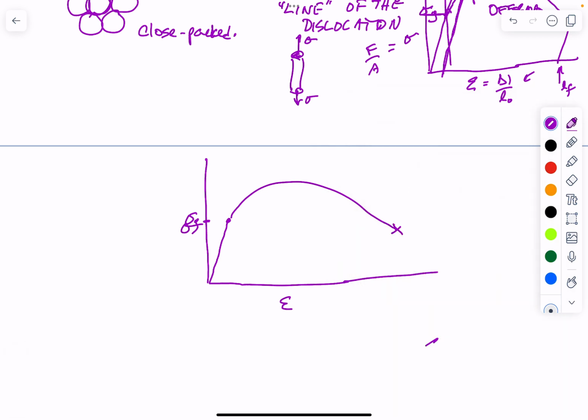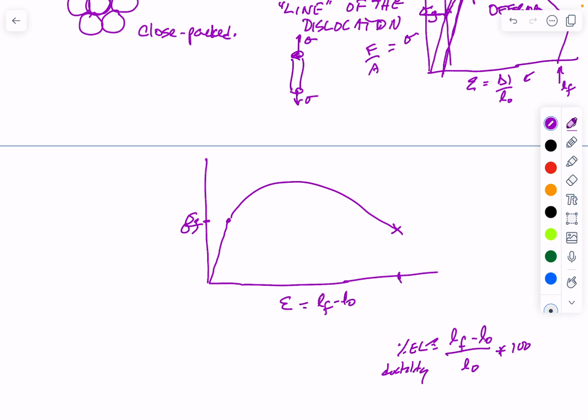And remember, ductility is defined as the final length minus the initial length, divided by the initial length, times 100. That's the percent elongation or the ductility. And remember, strain is just LF minus L naught over L naught. So we can use the point at which it breaks, after we elastically recover it, to calculate the ductility. So with no cold work, we have a certain ductility.